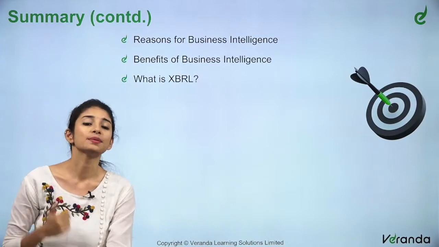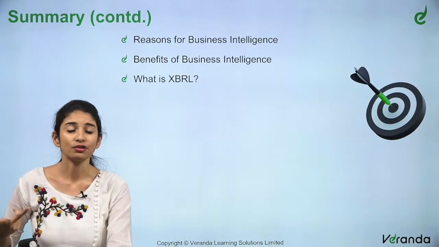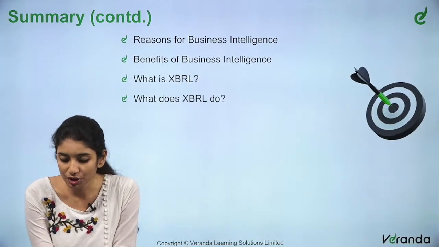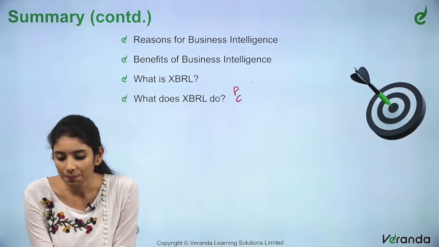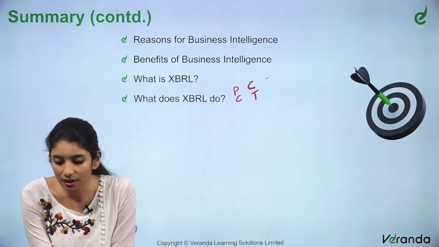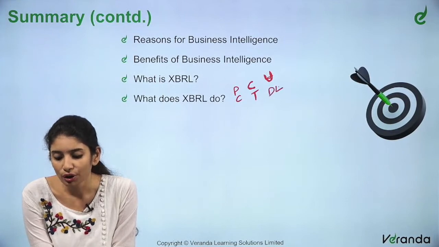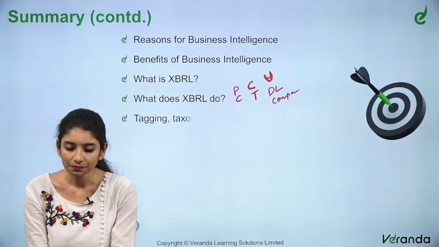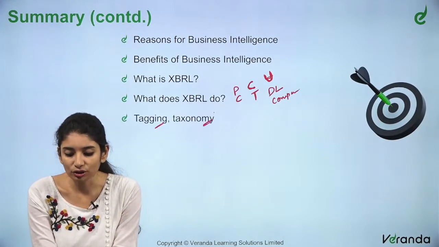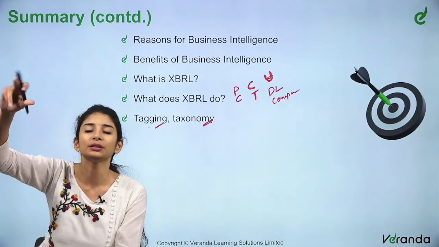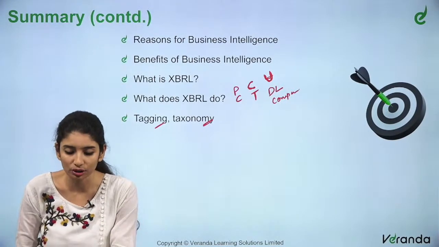What is XBRL? Extensible Business Reporting Language. What does XBRL do? It gives the publishers the confidence, it gives the customers the ability to test against business rules, it gives the users or the investors the ability to convert into different languages or to compare with other financials. Tagging. What is taxonomy? Taxonomy is a dictionary of accounting terms. Tagging is the process by which any term is tagged with the most appropriate taxonomy.